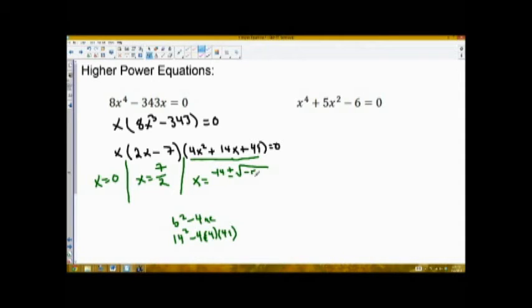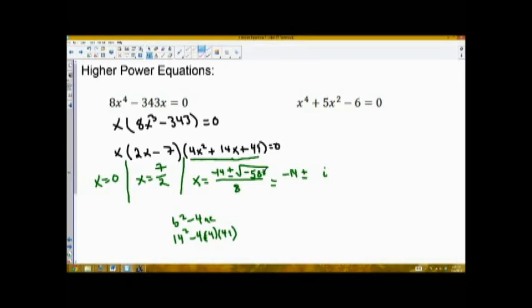Negative 588, divided by 2a, which a is 4, so 2a would be 8. 588 is actually 3 times 49 times 4, so you can pull out some common factors in reducing this. So this will be negative 14 plus or minus. Notice that there's a negative here, so there will definitely be an I involved in the solution.